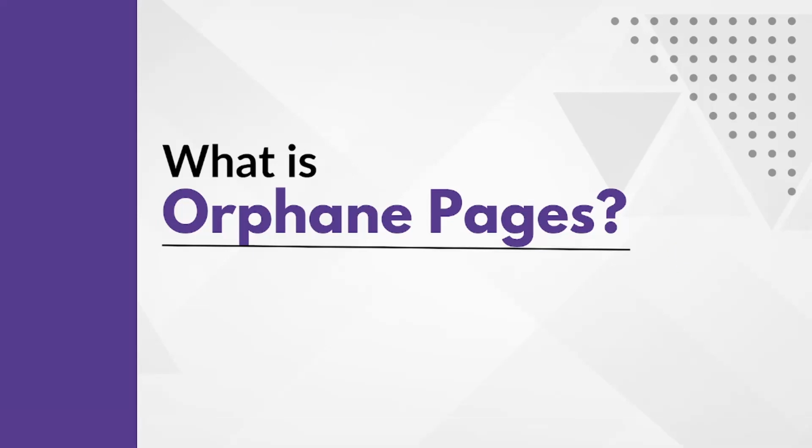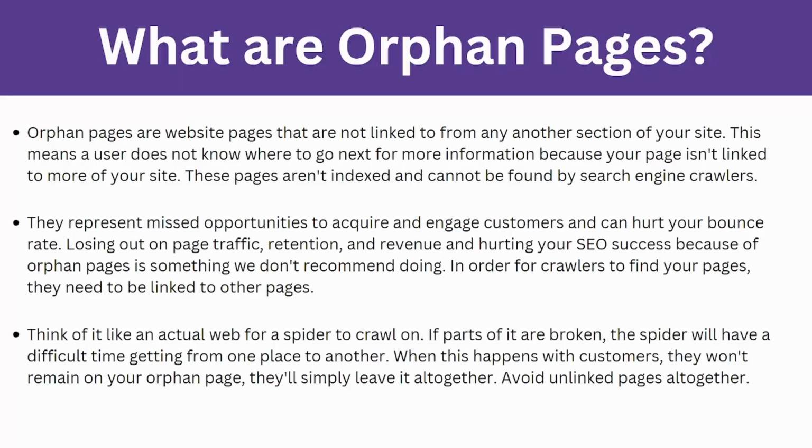So in this video, we will discuss what orphan pages are, what the solution for orphan pages is, and how you can find your orphan pages. Orphan pages are website pages that are not linked to from any other section of your site. This means a user does not know where to go next for more information because your page isn't linked to the rest of your site. These pages are not indexed and cannot be found by search engine crawlers.